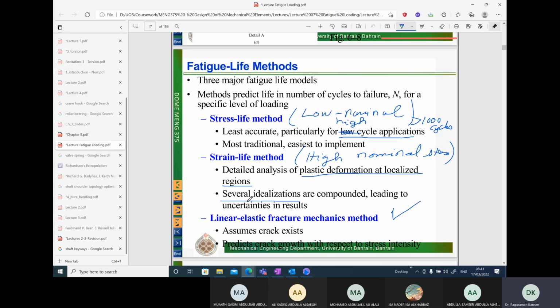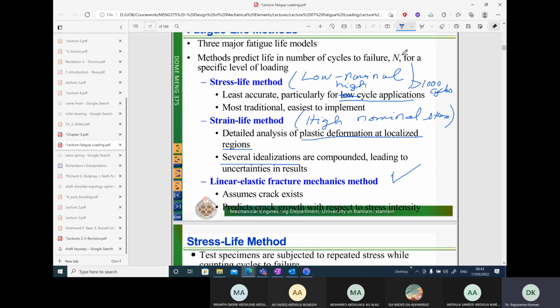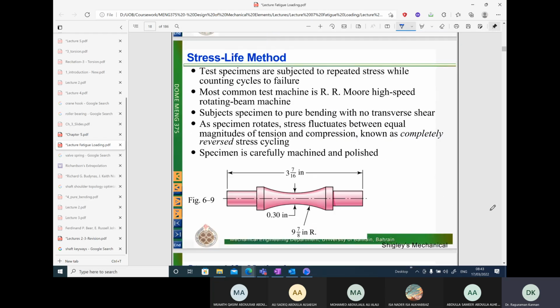Nowadays, in the strain life method, we will combine experimental results with finite element analysis, and we will be able to get much more accurate results. Okay, finally, we already saw what linear elastic fracture mechanics is. So first we will go to the experimental part of the stress life method.